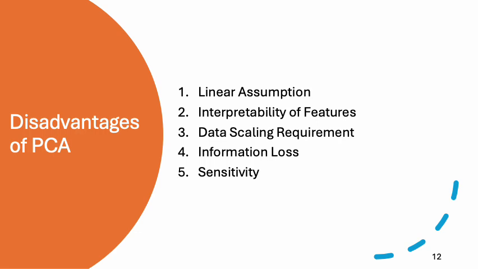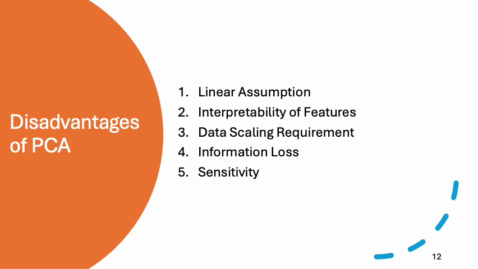The third one is data scaling requirement. If PCA is applied without proper standardization, features with high variance may dominate, while those with low variance might be overlooked. Thus, appropriate scaling of the data is essential. The fourth one is information loss. PCA reduces the dimensionality of the data, which can lead to some loss of information. This loss can be significant, especially in cases where the data is complex or highly dimensional.